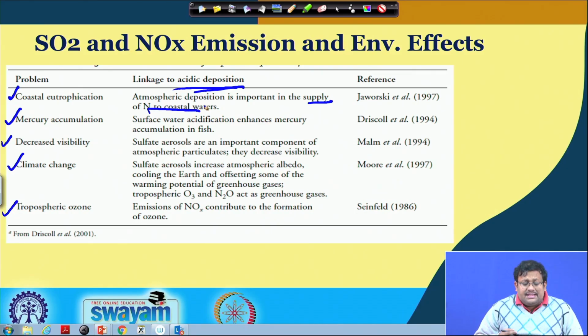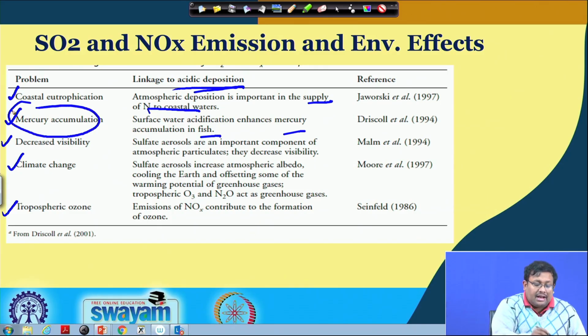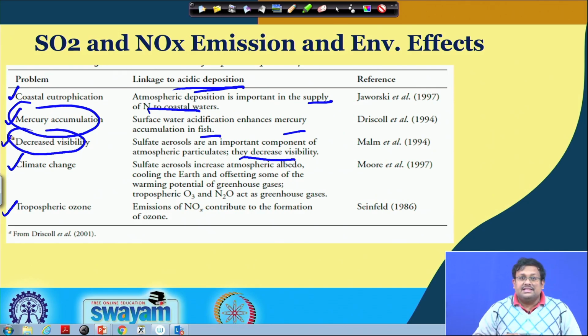Also, when surface water gets acidified due to acid rain, it enhances mercury accumulation in fish, which is one of the major environmental problems nowadays. Also, sulfate aerosols are an important component of atmospheric particulates because they decrease visibility. So it also produces decreased visibility, as you can see here.